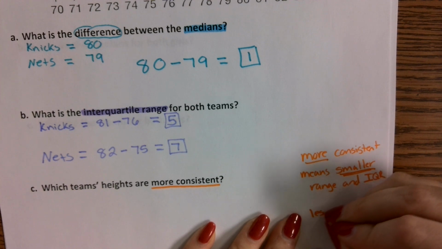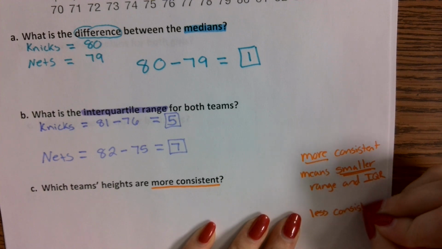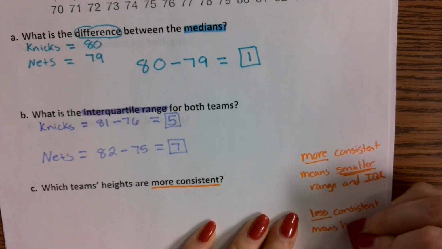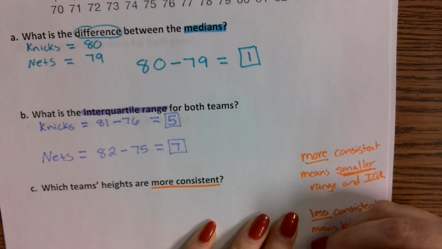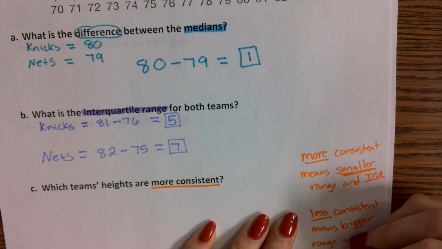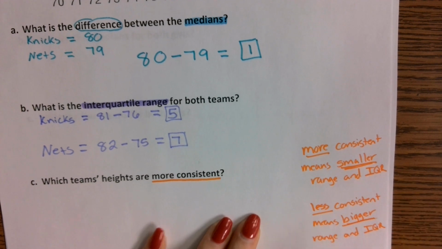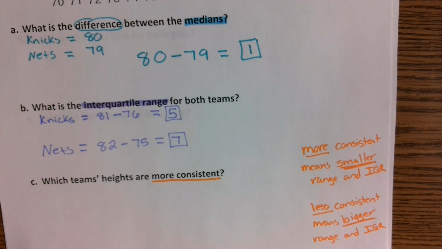Okay? Less consistent is the opposite. If it's less consistent, then that means you're going to have a bigger range and interquartile range, because your data is going to be more spread out, less consistency. Remember, we talked about that before, that if I've got a student who scores a 92 and then a 78 and then a 51 and then a 85 and then a 14, I don't have a good idea of how they're going to do because their data is all over the place.